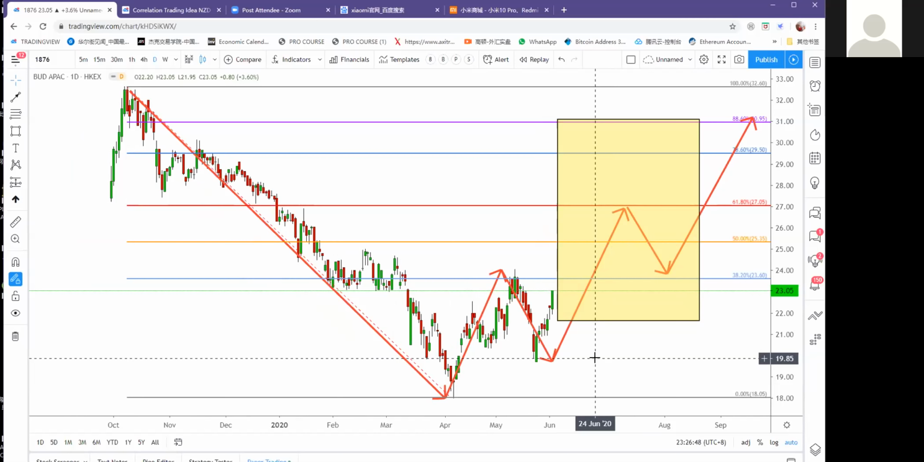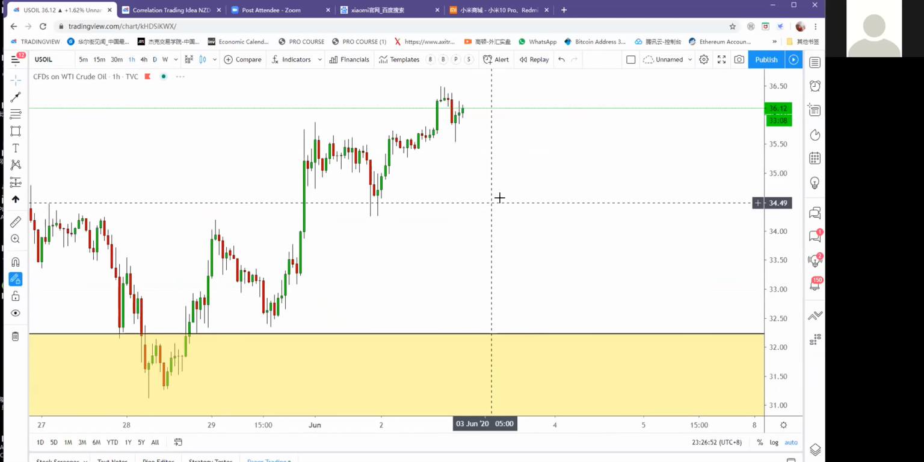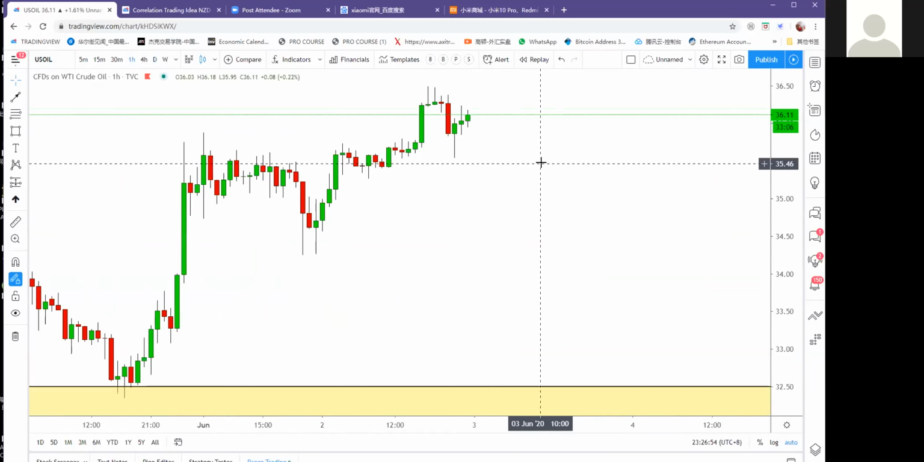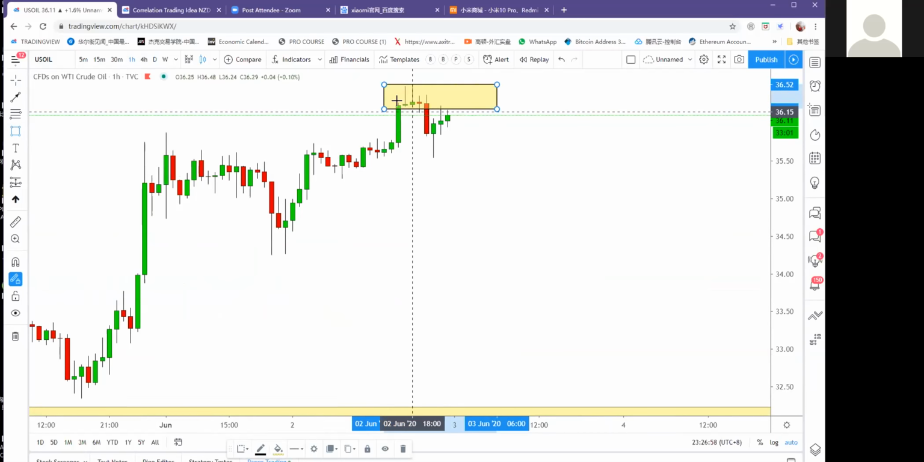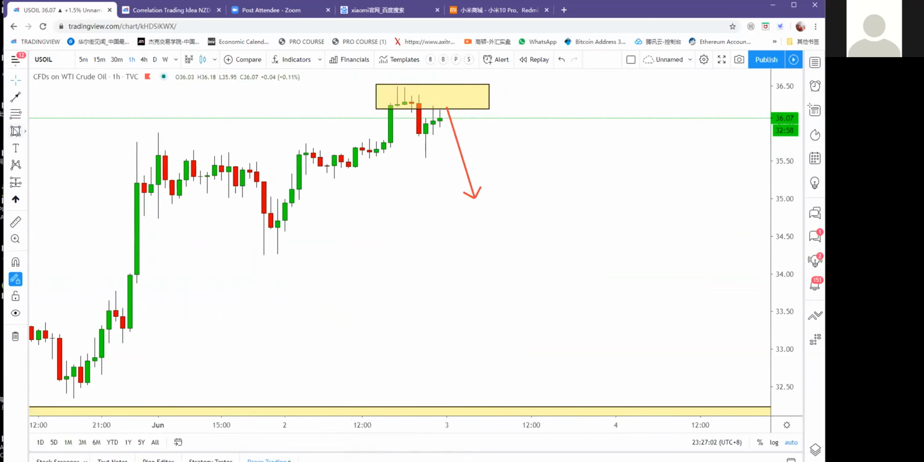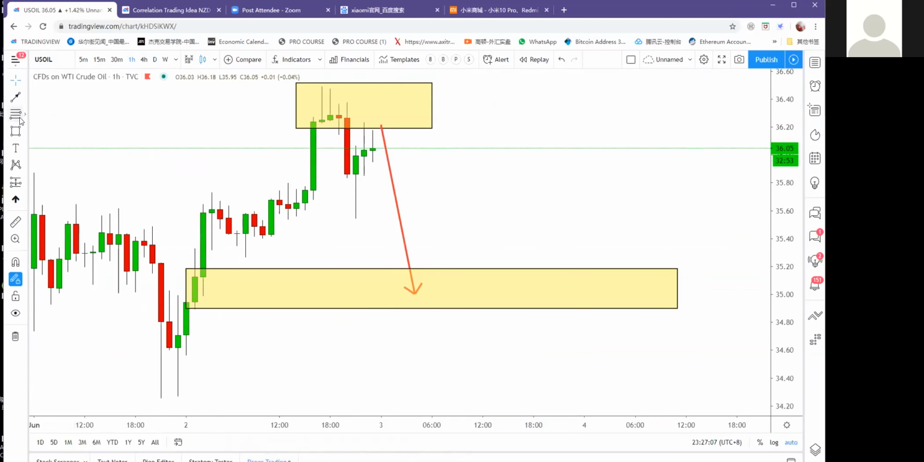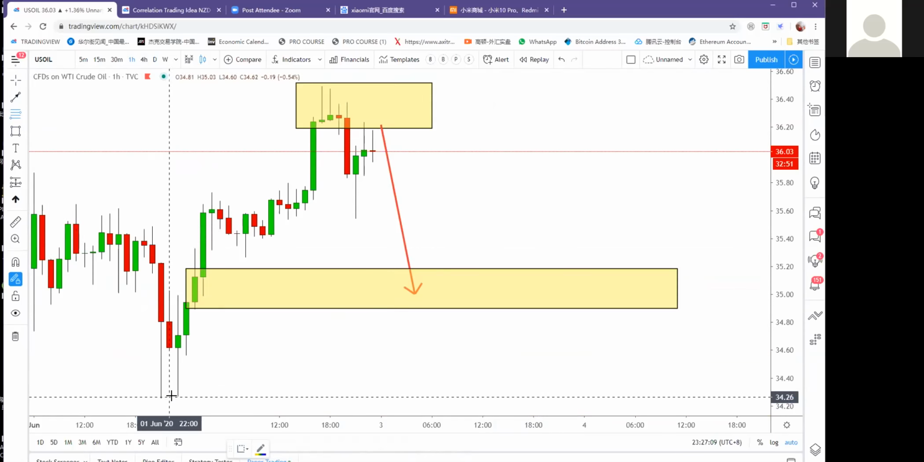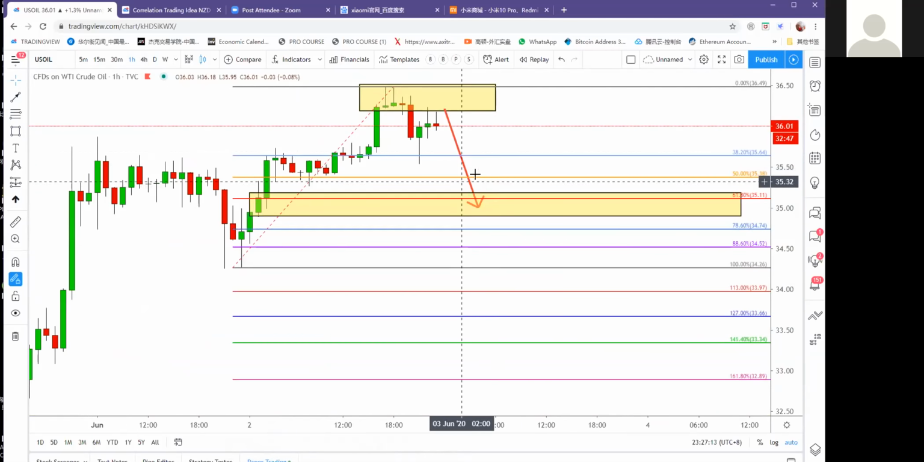Should we buy oil now? Why? Do you think oil breaks up? Oh, no. Don't buy now. It looks like there are some sellers here. If you want to buy, wait here, about the 35 level. Use the 618 to help you. 35.11 will be good.